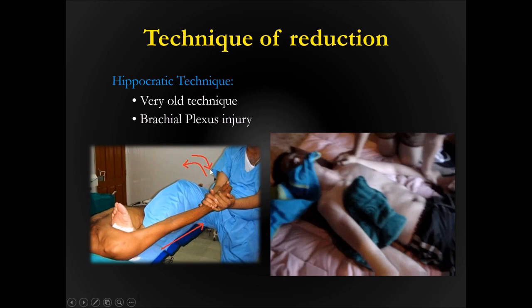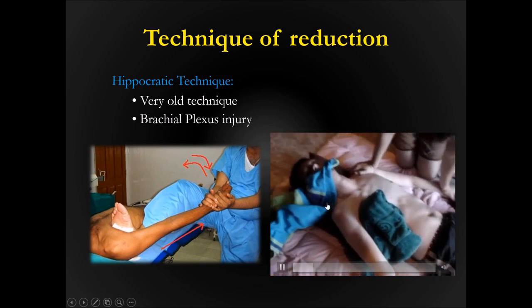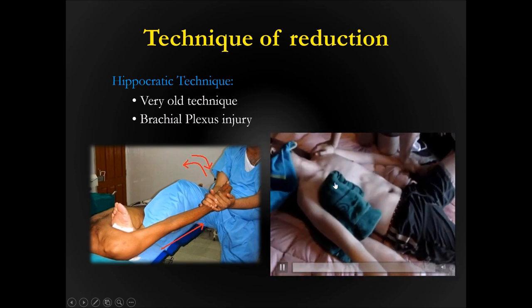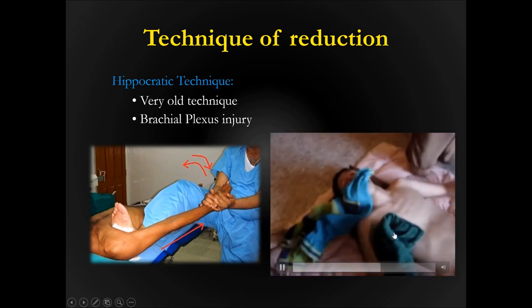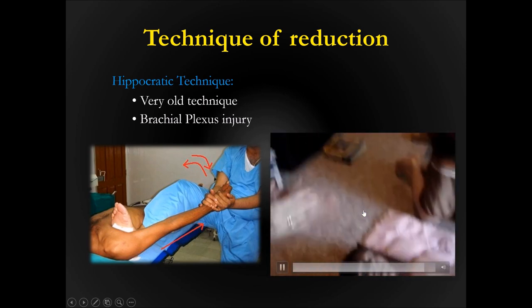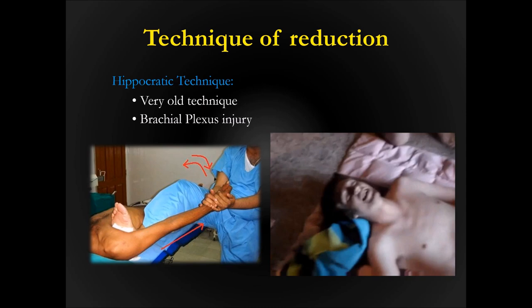I got this video from YouTube. You put something in the mouth. And then he has some knowledge. He put some towel in here, but actually that's a foot, to protect the brachial plexus. But it's too risky because your foot is in the axilla. When you try to pull, you can have brachial plexus injury.